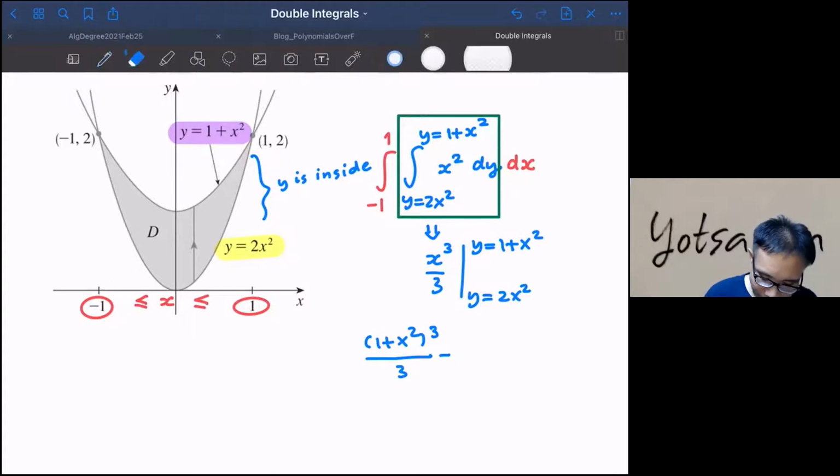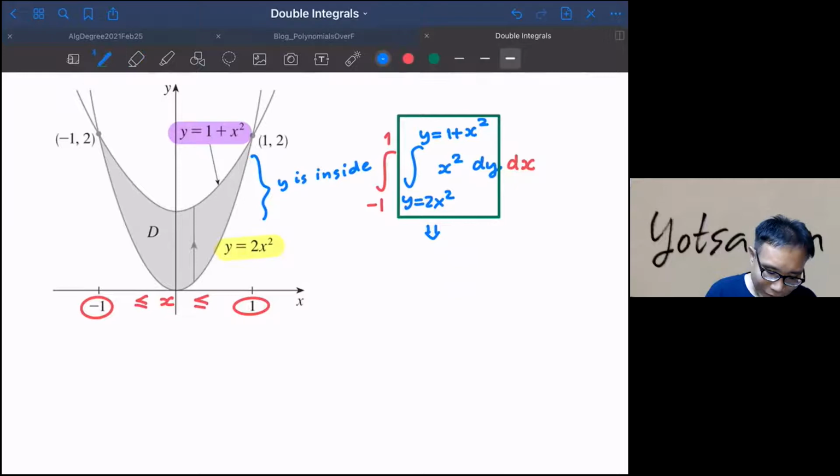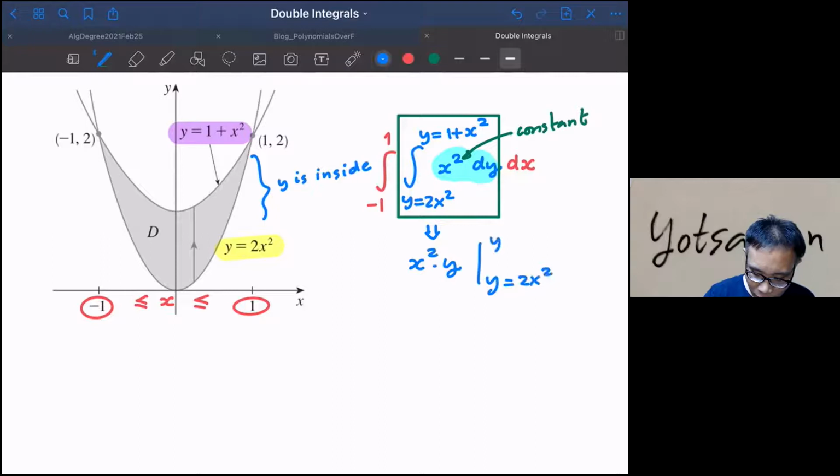Sorry, I make a mistake. I integrate with respect to y, sorry. So for this one, you are integrating with respect to y, so it's not that difficult. So it's going to be x squared times y, okay? X here is a constant that I just mentioned. So it's going to turn out to be just a constant multiple, and it's going to be x squared times y from y equal to 2x squared to y equal to 1 plus x squared.